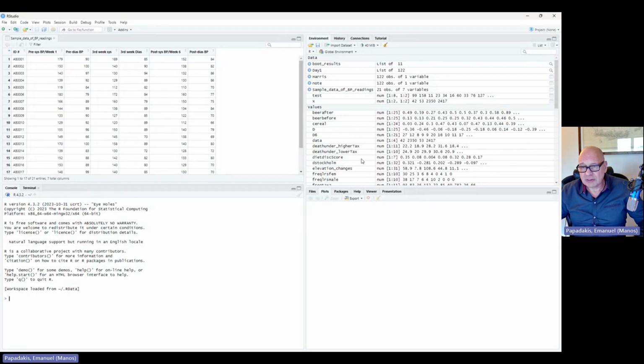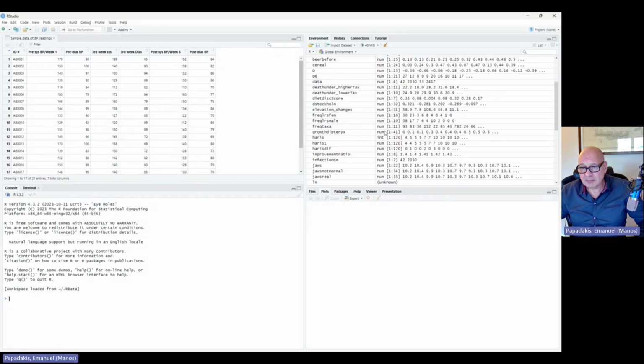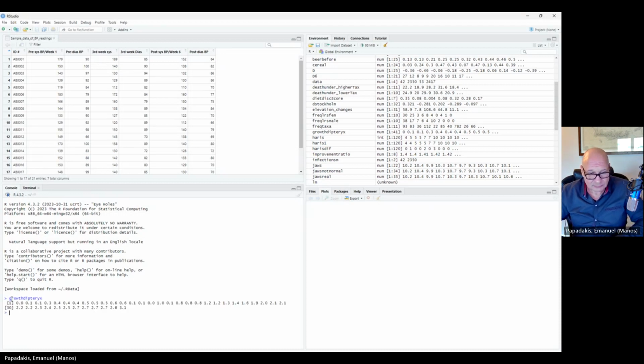And I worked with a data set, which is here, growth dipterics. I'm going to show you the data. You have 41 data points. And this is, let me tell you the story.